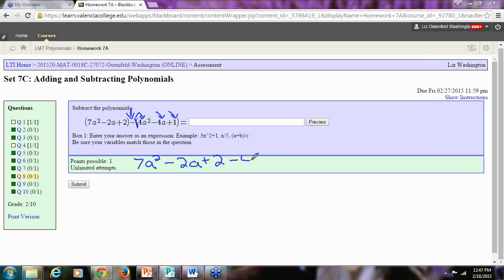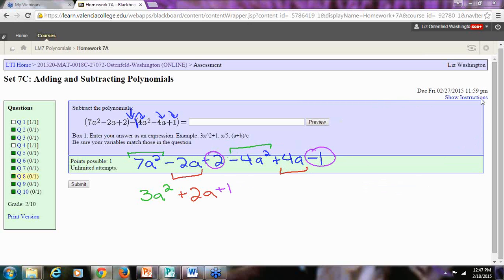I'm going to get a negative 4a squared, a positive 4a, and then a minus 1. Now I can begin looking for like terms. Okay? So I have 7a squared and negative 4a squared, which gives me a positive 3a squared. Then I have a negative 2a and a positive 4a, which gives me a positive 2a. And last but not least, I have 2 minus 1, which just gives me a plus 1.